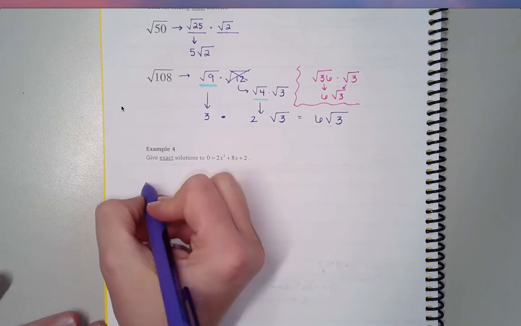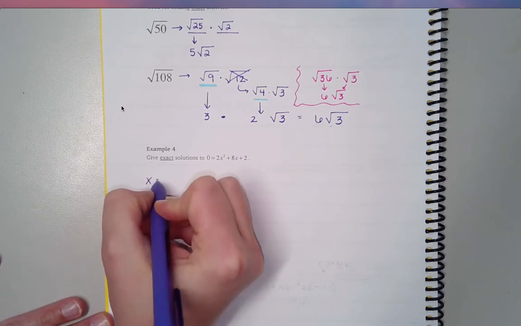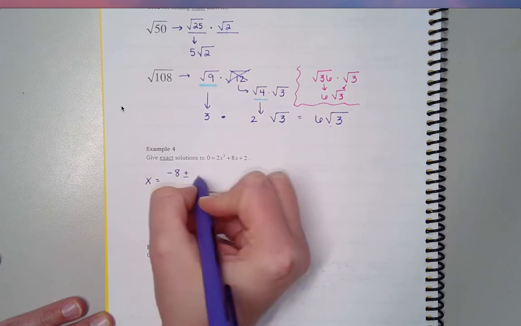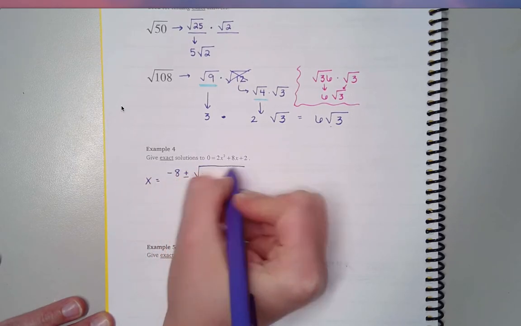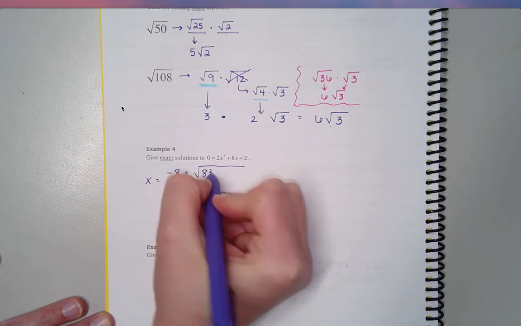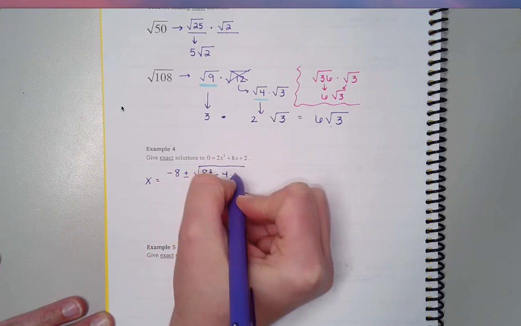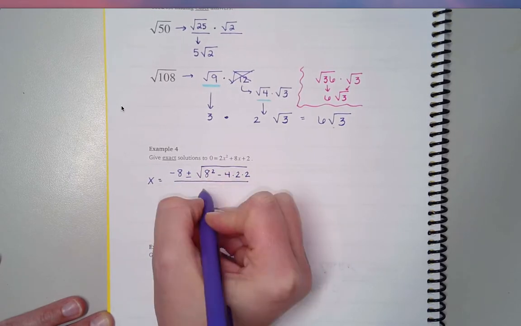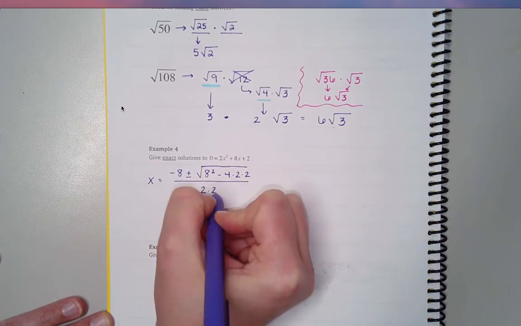So let's set this up with the quadratic formula. It's negative b plus or minus the square root of b squared minus 4 times a times c, all over 2 times a.